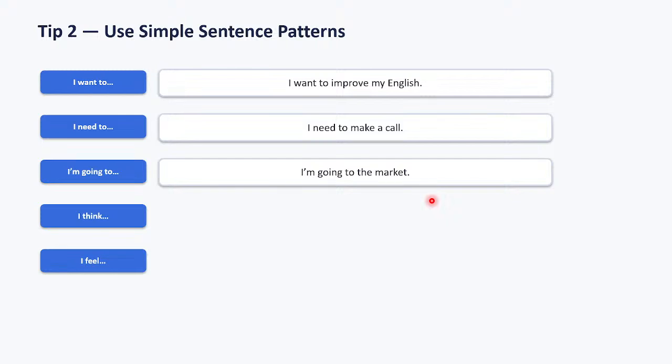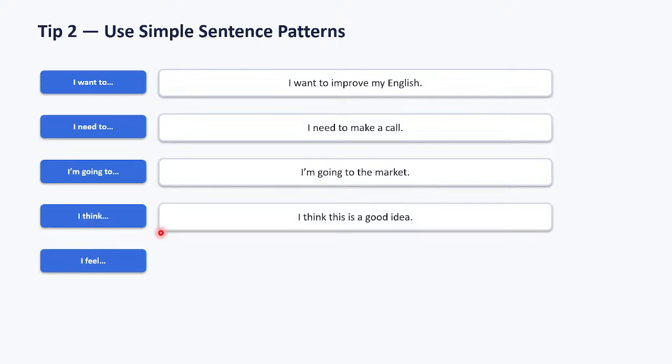Next, I think. I think this is a good idea. I think this is a great choice. Like this, small sentences you can create which will make a big difference. Okay. It is very important, guys.